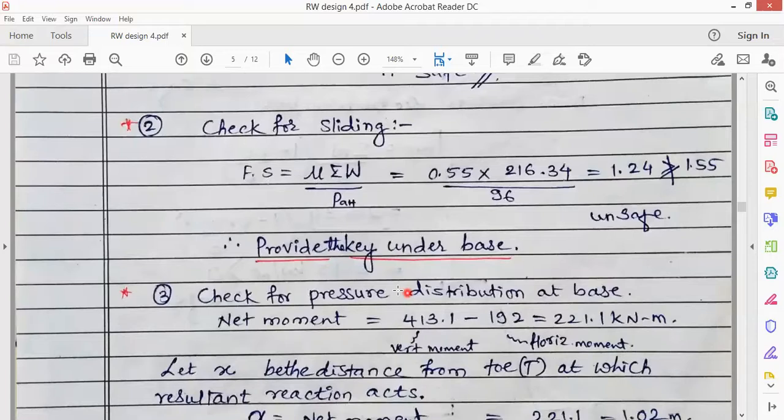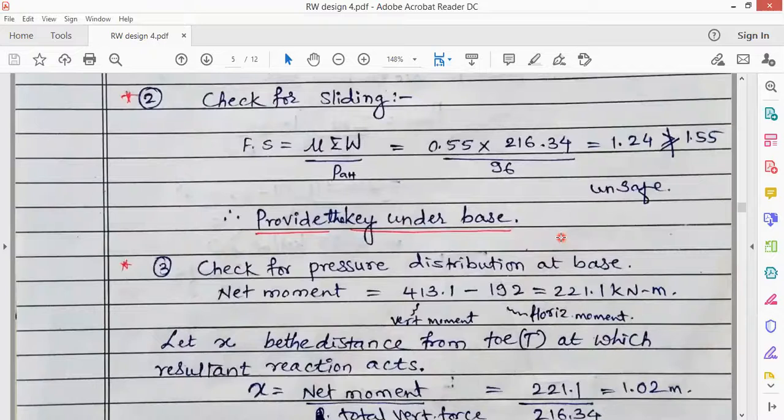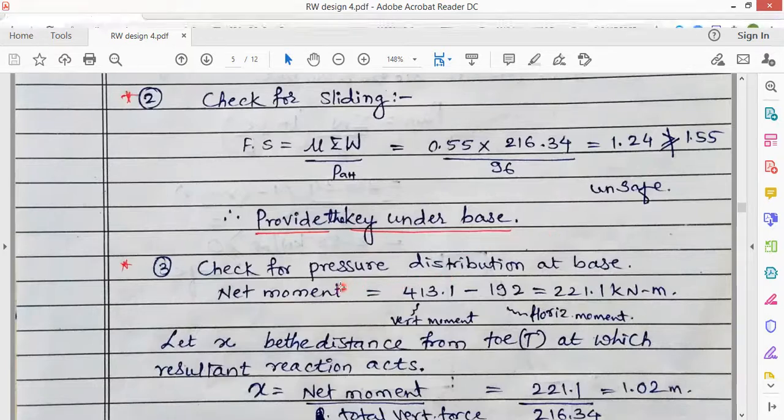When it fails, we are required to provide a shear key under the base slab below the stem. If it were greater than 1.55, then the provision of a shear key would not be required. How to design or provide the shear key, we will see later once we complete this design process. At the end we will take up the shear key design.